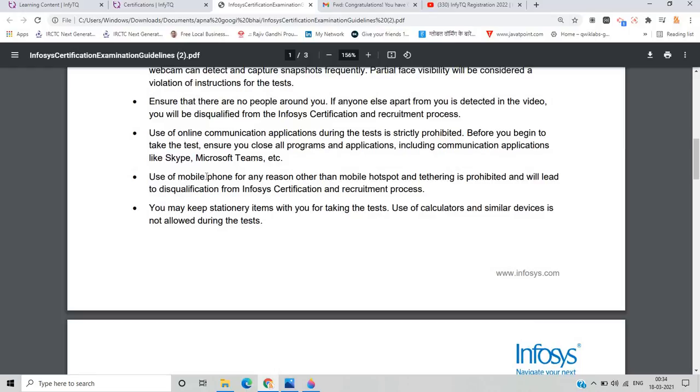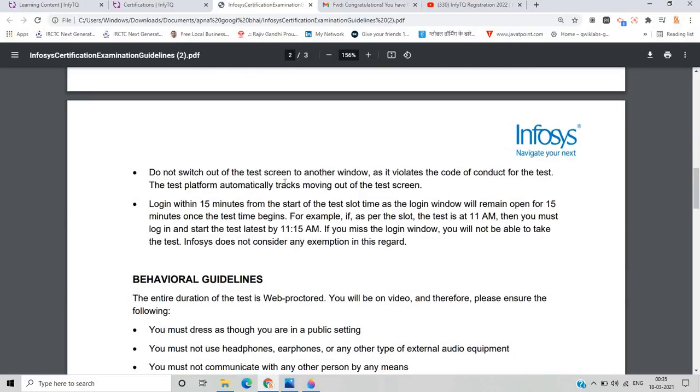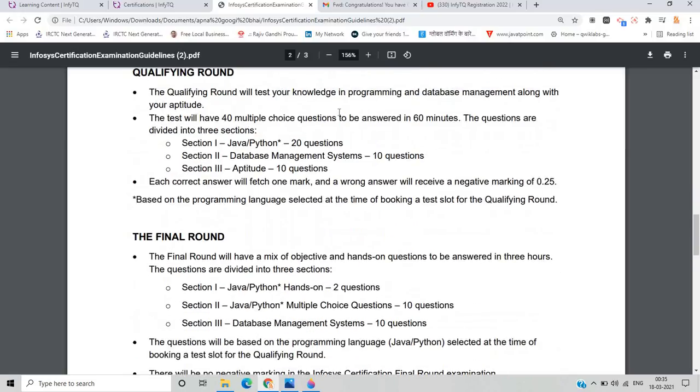There is a most asked question: can I use paper and pen in between the qualifier round exam? You may keep stationery items with you for taking the test. The use of calculators and similar devices is not allowed during the test. You can use either pen or paper. This is compulsory, I think, because they write that you may keep stationery items with you for taking the test. Also, do not switch off the test screen. These are some important guidelines mentioned in the Infosys certification examination, which I will also discuss in an upcoming video. Behavioral guidelines are also part of the qualifier round examination.